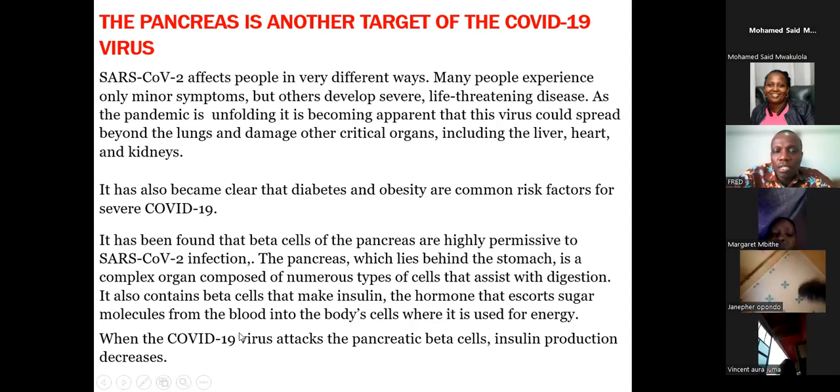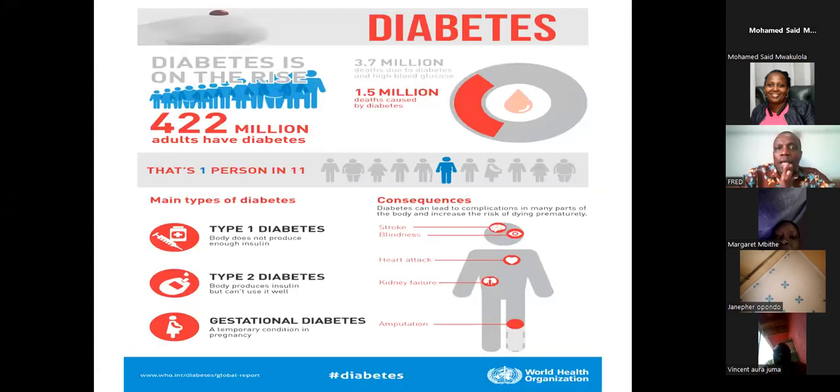Now, when the COVID-19 virus attacks the pancreas beta cells, insulin production decreases. And this is what was causing diabetes for most of the people who got COVID-19, who didn't have diabetes before getting COVID-19, but after getting it, they developed diabetes. Let's look at some of the statistics about diabetes.